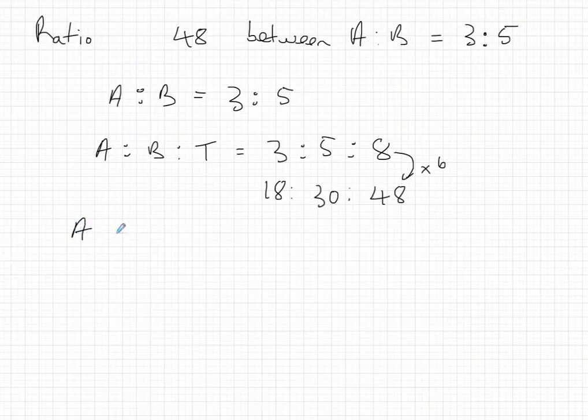So A gets 18, B gets 30, and if we add them together we get the 48.